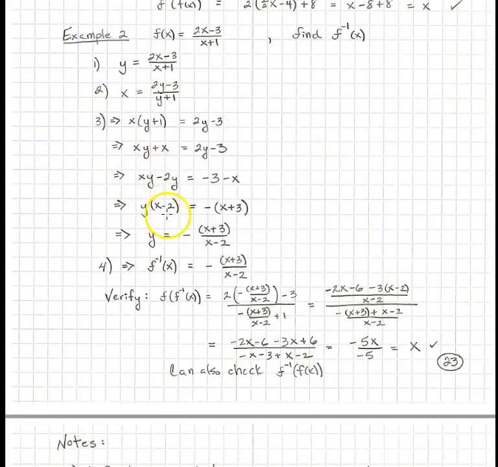So I get y times (x minus 2) equals minus the quantity (x plus 3). I just wrote it that way to factor out a -1. It's not necessary, but it's okay. Solving for y, all I have to do is divide both sides by x minus 2. So y equals minus the quantity (x plus 3) divided by (x minus 2). So f inverse of x is that guy, minus the quantity (x plus 3) divided by (x minus 2).